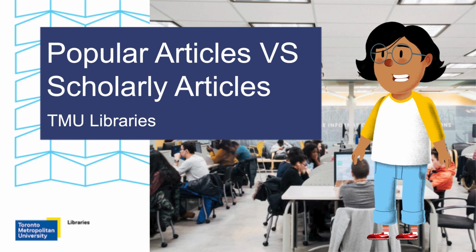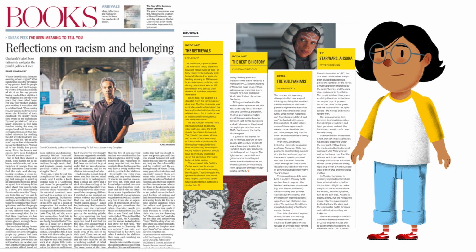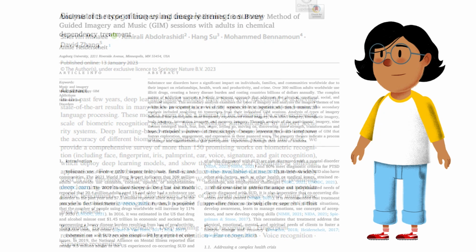Hello everyone, this tutorial will help you to identify and find scholarly sources. Popular articles are found in newspapers or magazines and are for news or entertainment purposes. They are written or produced for a general audience and informal in tone and scope. Reviewed by an editor but rarely cite other sources, and they are not peer-reviewed.